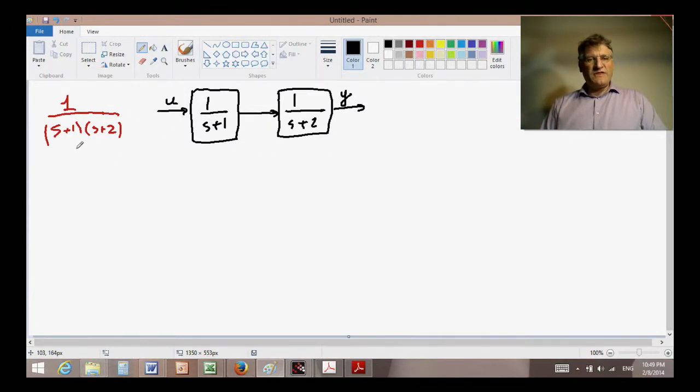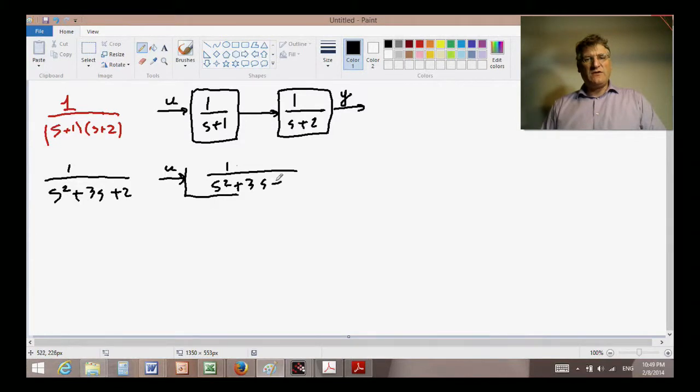Now I can also think of it as 1 over s squared plus 3s plus 2, in which case it looks like a single transfer function, which I will write as 1 over s squared plus 3s plus 2.